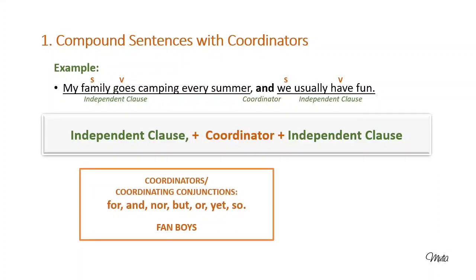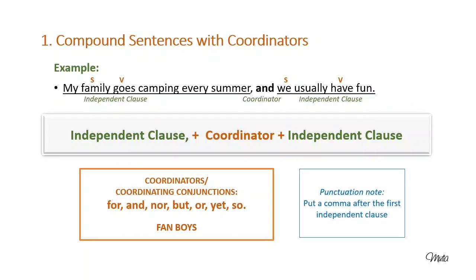Some other coordinators or coordinating conjunctions are for, and, nor, but, or, yet, so. Or we can remember them easily by saying FANBOYS. For the punctuation in a compound sentence with a coordinator, we should put a comma after the first independent clause.